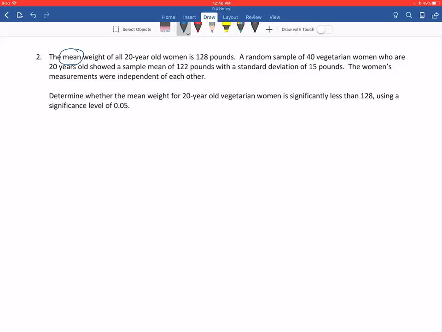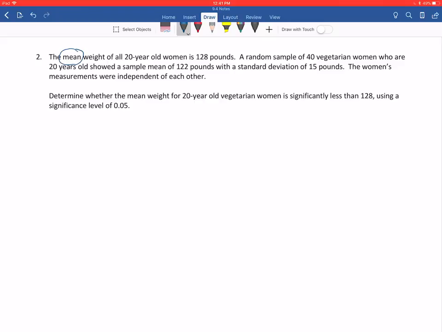A random sample of 40 vegetarian women who are 20 years old showed the sample mean of 122 pounds and a standard deviation of 15. The women's measurements were independent of each other. So we want to determine whether the mean weight for 20-year-old vegetarian women is significantly less than 128, using that standard significance level. So the difference here is we just have blank space now.